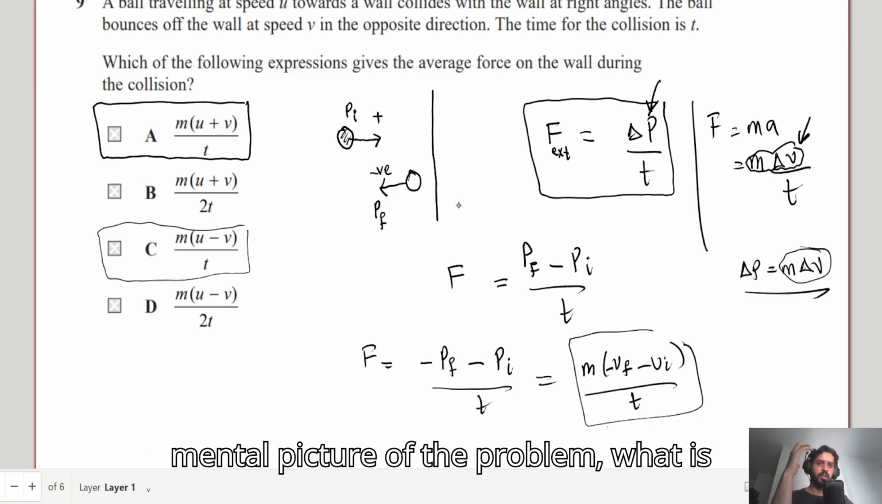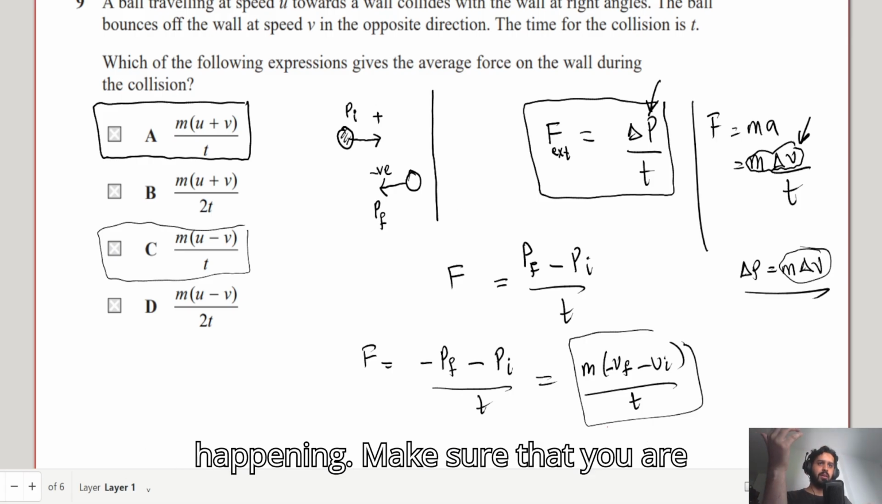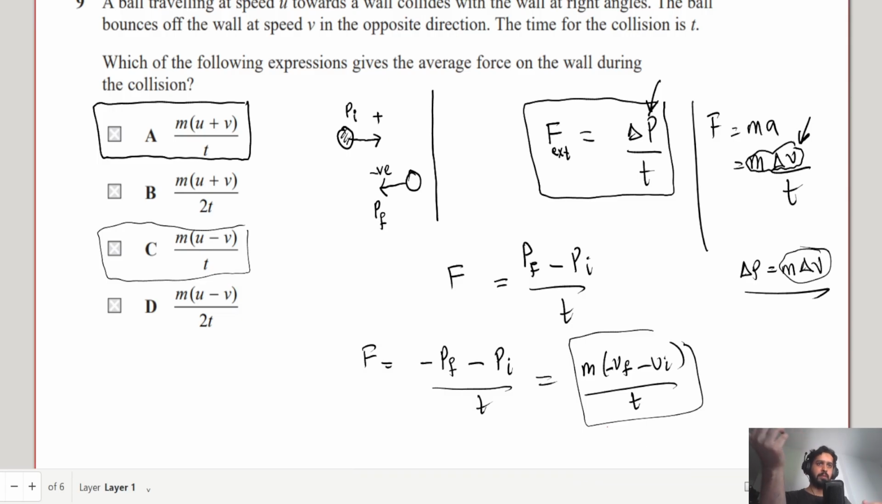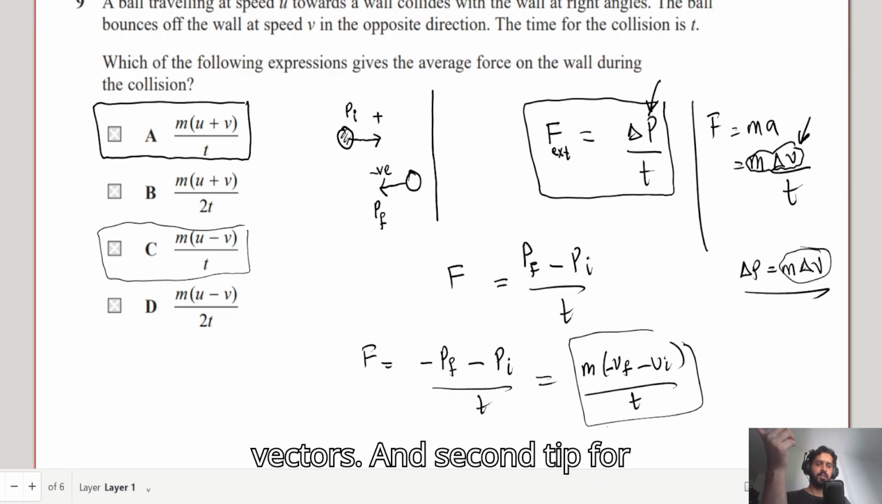Always have a mental picture of the problem, what is happening. Make sure that you are taking into account the direction of vectors.